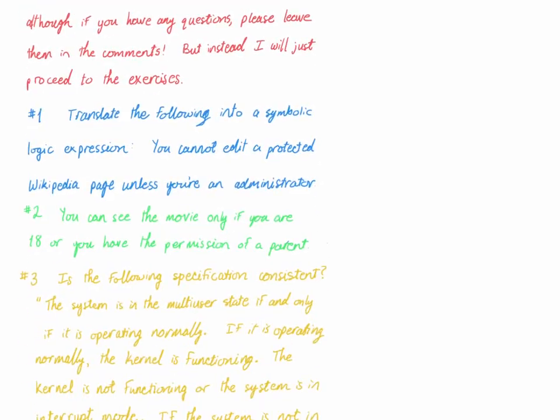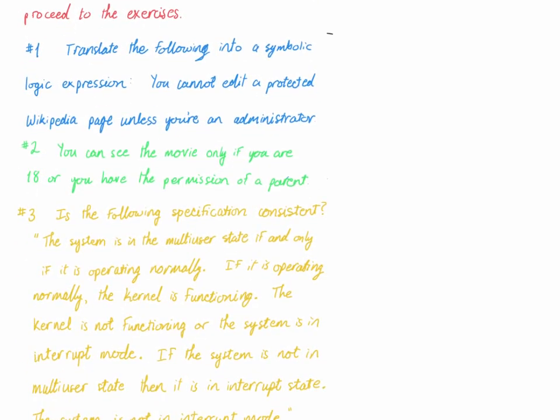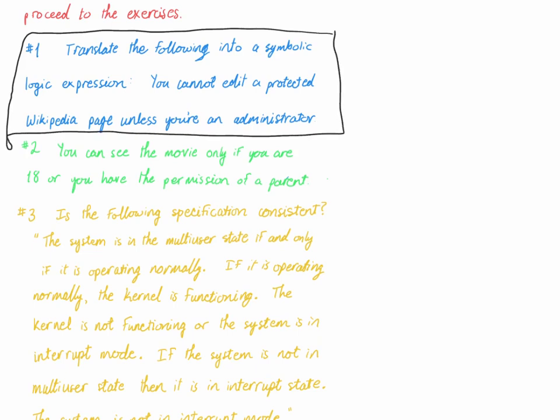And so down here, translate the following into a symbolic expression. Now, the way that I handle the word unless is that effectively that's just a disjunction. So unless is effectively the same thing as or. So this could be expressed as you cannot edit, right? So that is the negation of you can edit the Wikipedia page, a protected Wikipedia page, or you are an administrator. So that's that, pretty straightforward.